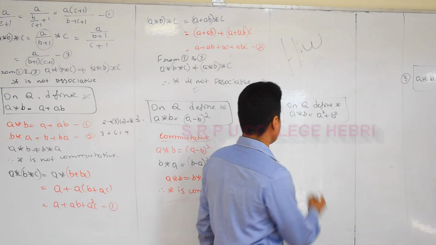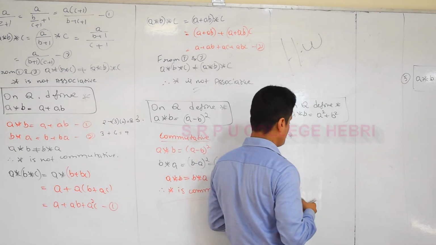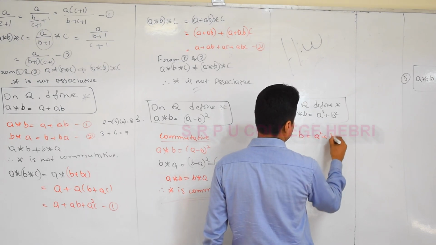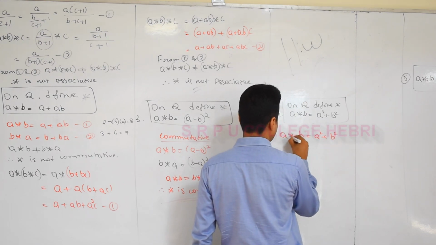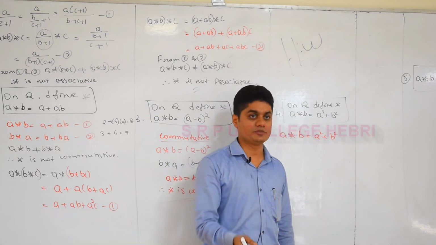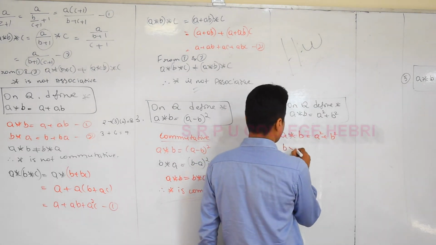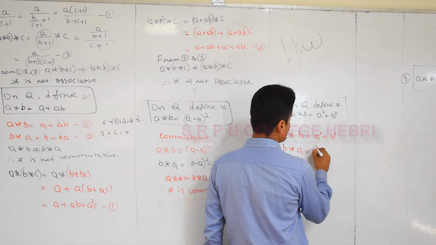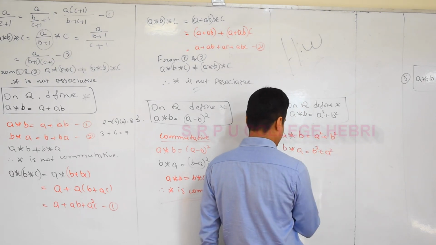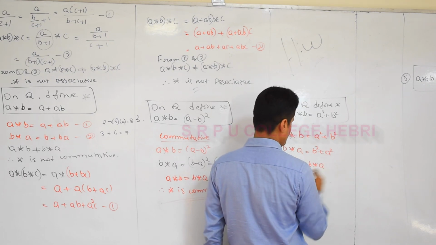A star B equals A square plus B square, and you have to check whether it is commutative or not. Is it commutative? Because we solved so many problems, you must be able to decide this. Is it commutative? What does B star A become? B square plus A square. Yes, so obvious, anyone can tell from here onwards that A star B is equal to B star A.